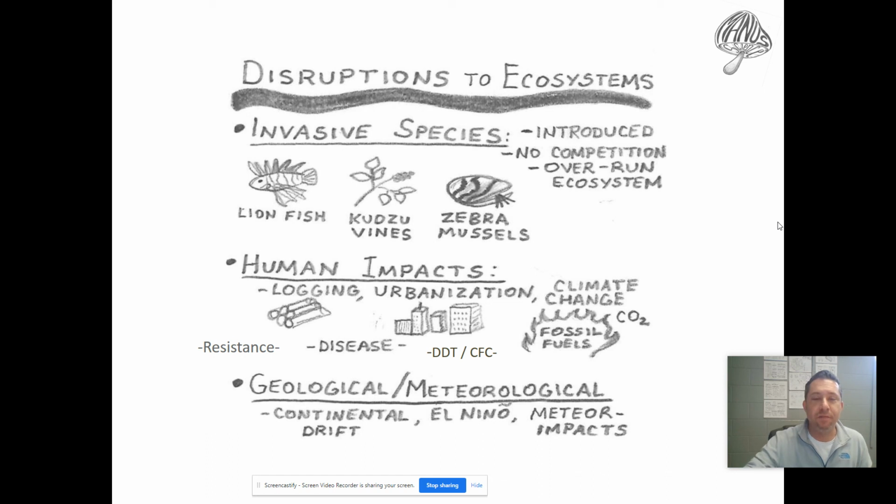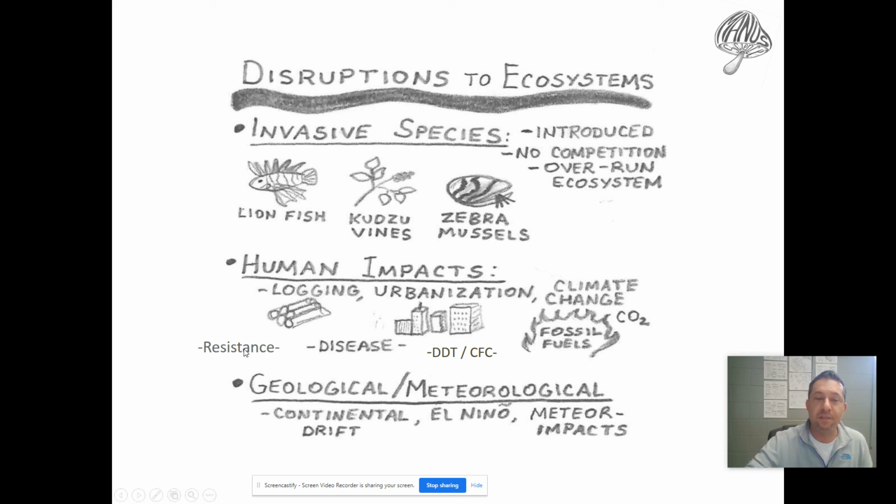Human impacts could really vary depending on where you might be. So logging or the removal of certain habitats might be an example. Urbanization, or the building of cities, might cause ecosystem fragmentation, might divide up their ecosystems and prevent them from getting to certain areas. Climate change can be attributed a lot of times to natural phenomena, as well as the burning of fossil fuels. So the combustion of these fossil fuels releases carbon dioxide, which is a greenhouse gas, which may contribute to climate change.